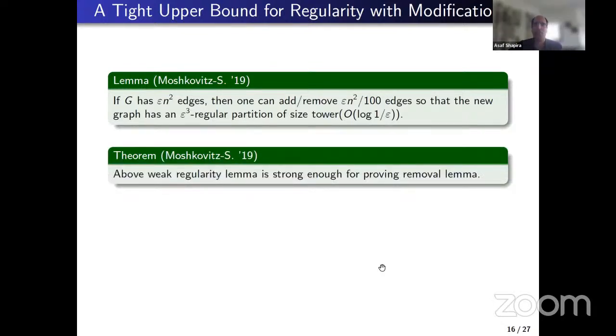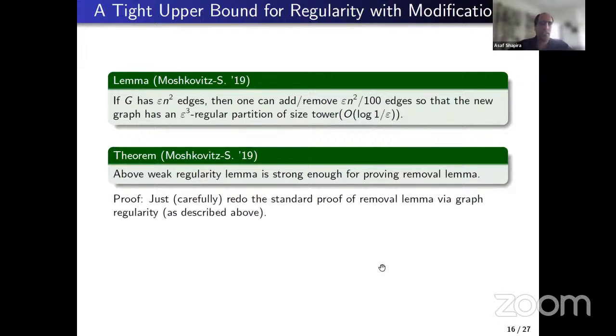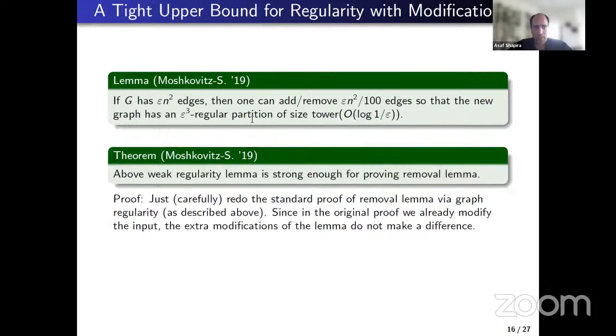And then we realized that actually this weak version of the regularity lemma is strong enough for proving the removal lemma. And how do you do it? Well, you just carefully redo the standard proof of the removal lemma using graph regularity. You apply this version of the regularity lemma, you modify it, you clean the graph, and you find these triangles. And since in the original proof, if you think about it, we already modified the graph, then these extra modifications that we do here, they don't cost us too much.